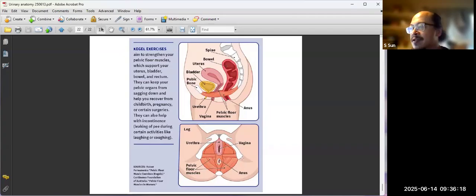From here, we can also see the floor muscle again. The urethra has the external urethral sphincter. The vagina is the entrance into the uterus. And then here is the anus, with the external anal sphincter. And here is the pelvic floor muscle.